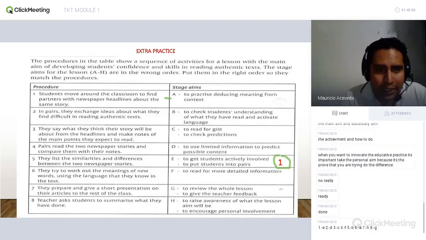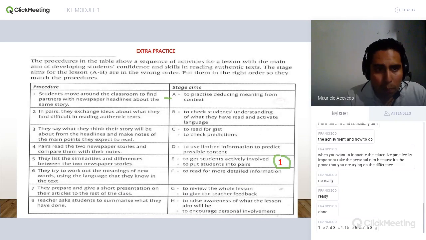Number three, they say what they think their story will be about from the headlines and main points they expect to read. So for you, number three is letter C, to read for gist and to check predictions. So that means that they check in the revising, right? To check in a deep way.